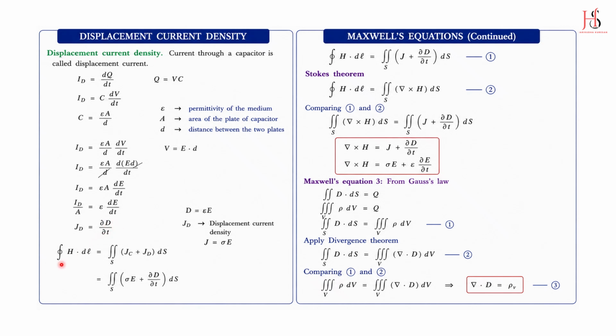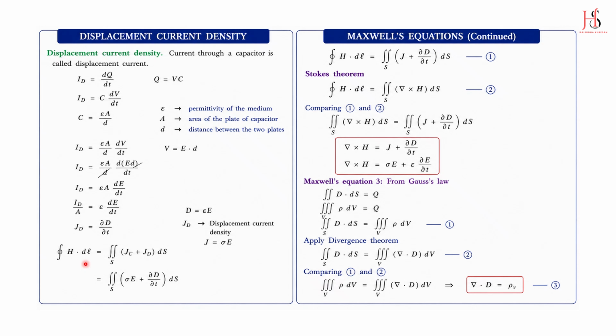Now, what is our Ampere circuit law? Integral of H dot dl is equal to I, the current I. The current I can also be expressed in terms of two currents, that is conduction current and displacement current. So we found the conduction current density JC, and similarly plus JD. This is conduction current density plus displacement current density into ds. Earlier in the previous slide we have seen integral H dot dl is equal to I, which can also be expressed in terms of the surface integral J dot ds.